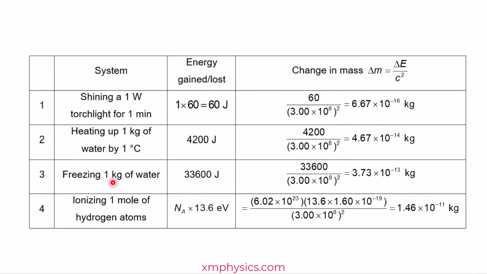What about the coming together of the electron and proton to form a hydrogen atom? Let's say we are trying to form 1 mole of hydrogen atoms. Now remember, the ionization energy of hydrogen is 13.6 electron volts. So if you are talking about 1 mole, you take this number times the Avogadro constant, you end up with this number. So 1 mole of hydrogen has a mass of 1 gram, right? So we are talking about a difference of 10^-11 kilogram out of 1 gram, which is a tiny, tiny fraction. So the percentage difference is too small to be measurable.